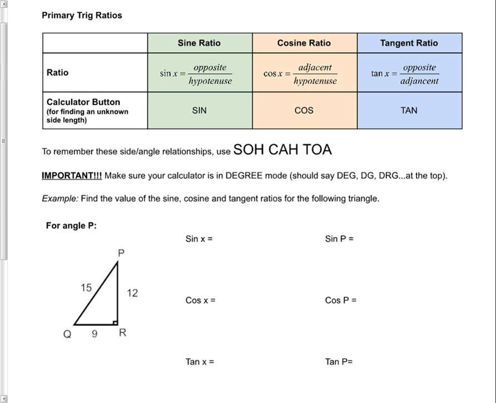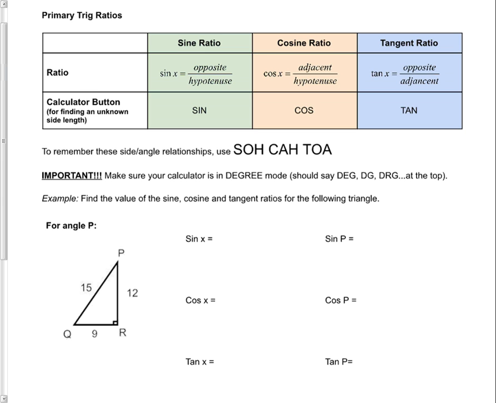When we look at the sine ratio, what it means is that the sine ratio of any angle, that's what sine of x is, and x in this example is going to represent some unknown angle. So the sine of any angle is equal to the length of the opposite side divided by the length of the hypotenuse. And on your calculator, there's a button called sine, or SIN.